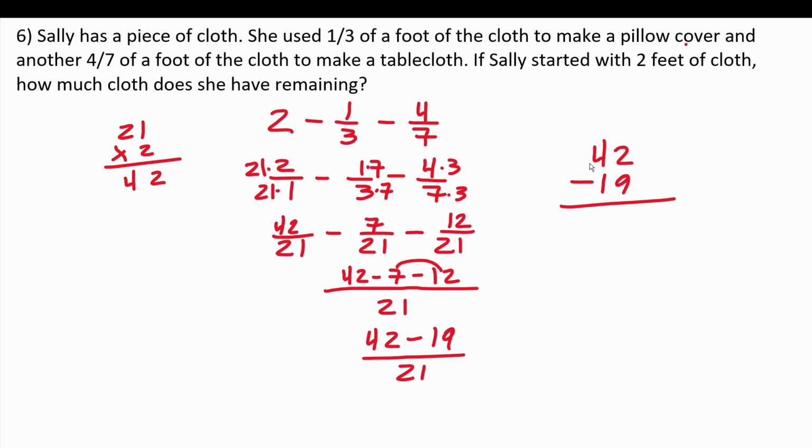2 minus 9 we can't do. We have to borrow. This becomes 3. This becomes 12. 12 minus 9 is 9, 10, 11, 12. That's going to be 3. 3 minus 1 is 2. So this is 23 over 21.